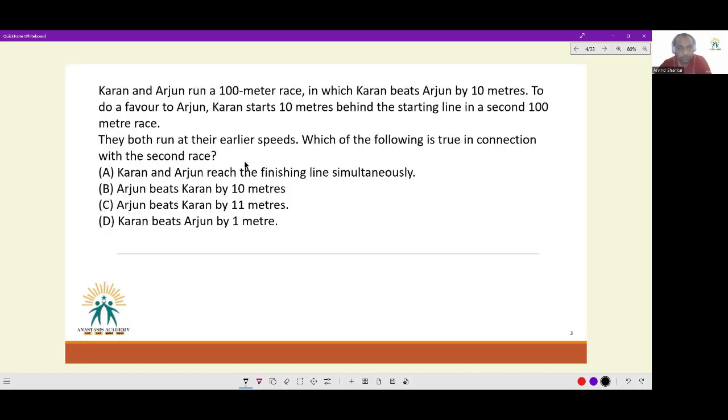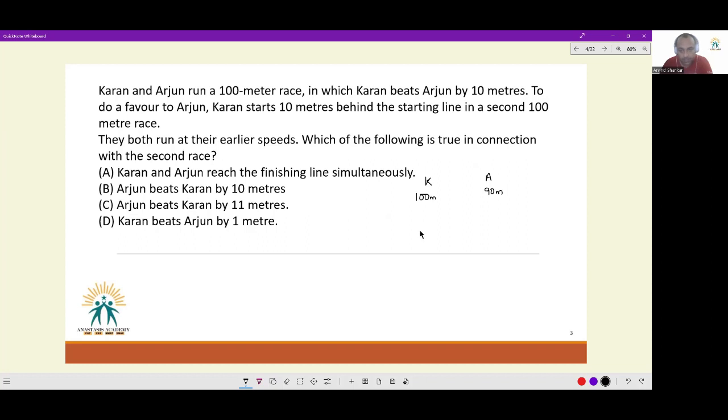Okay. Next question. Karan and Arjun run a 100-meter race in which Karan beats Arjun by 10 meters. So, in the time that Karan runs 100 meters, Arjun runs 90 meters.